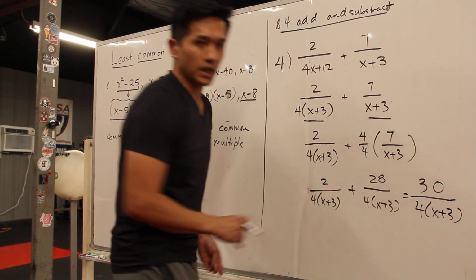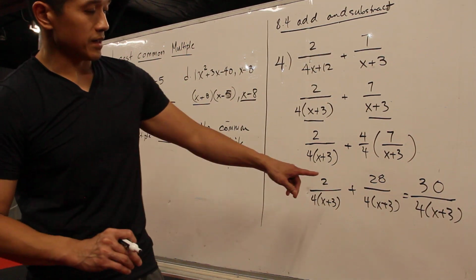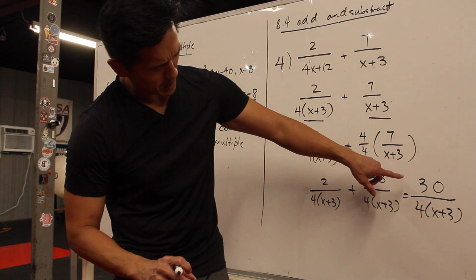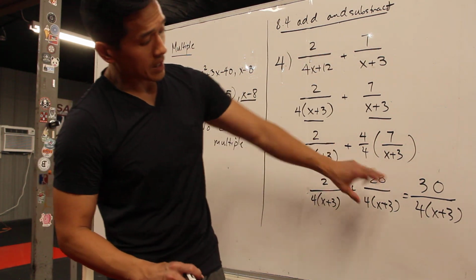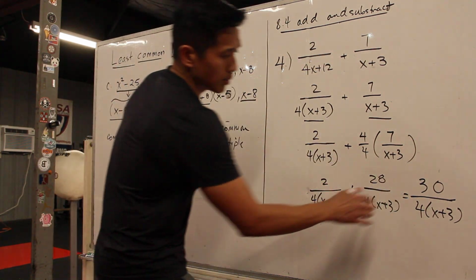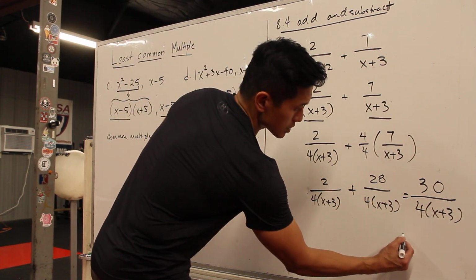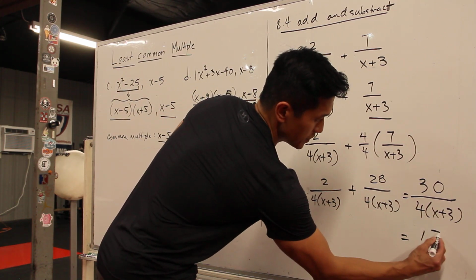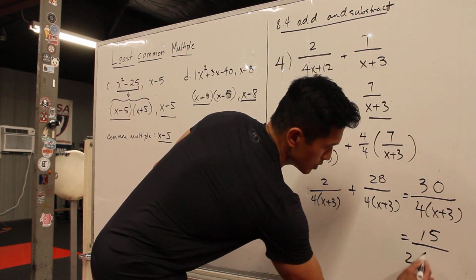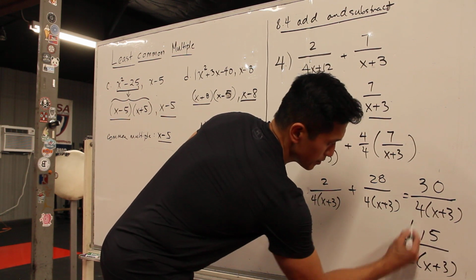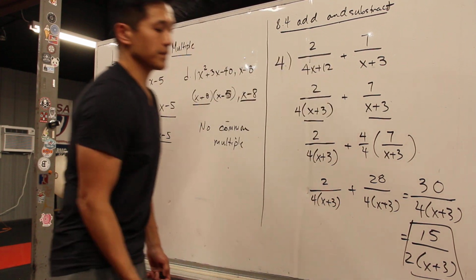Now I'm almost done. I can actually simplify this. Maybe I can't? No, I can't actually. I can simplify this. So both 30 and 4 are divisible by 2. So this will reduce to 15 over 2 times x plus 3. And that's my answer. Okay?